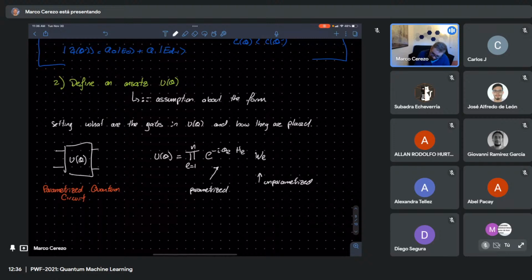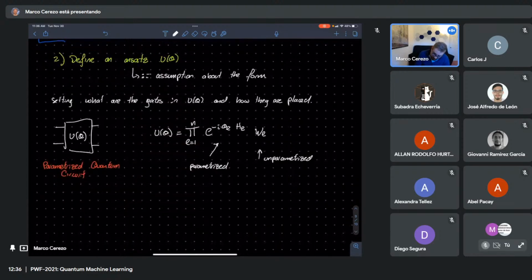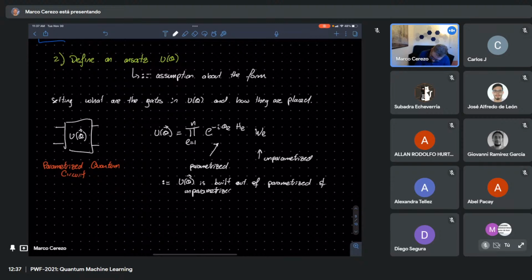So this is a mathematical equation that all it's telling me is, in words, U of theta, and I'm going to try to use vector. I should be using vector everywhere, so sorry if I forget, is built out of parameterized and unparameterized gates. You know, that doesn't tell you a lot. I know. We're going to get to this in a second.